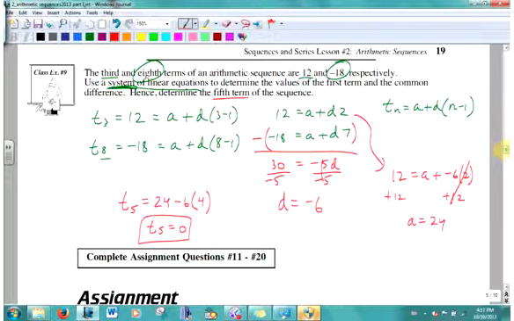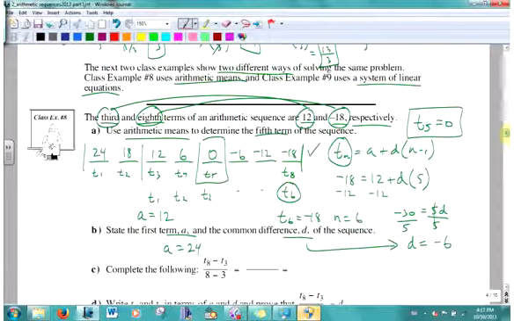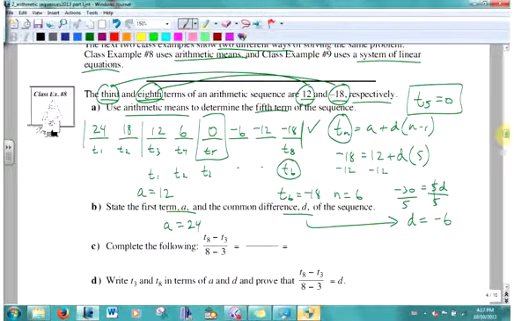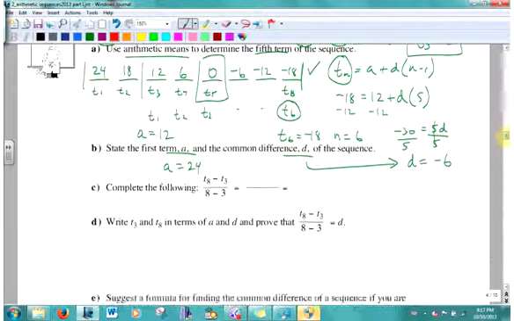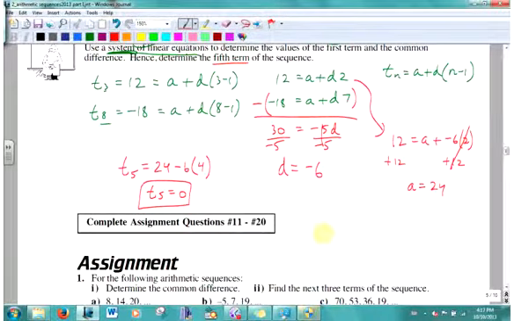Okay? Which way do you like better? System of equations or arithmetic means? This will be on our quiz. A couple days. You can choose which way you want to do it. Alright? Today's assignment will be 11, 12, 14, 16, 17, and 19.